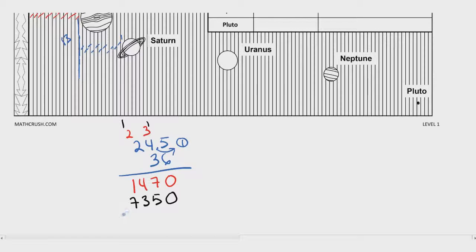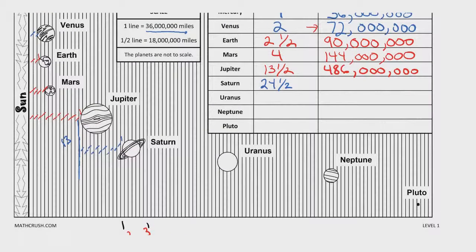If I add all this up, I get 0. 7 plus 5 is 12, carry a 1. 1 plus 4 plus 3 is 8. And 7 plus 1 is 8. So I get, oh wait, hold on, I've got to put the decimal back. So I put the decimal back, and I get 882 million miles. Do you see how I don't worry about the zeros until the end? Saves us a lot of time. Up here, I get 882 million miles.